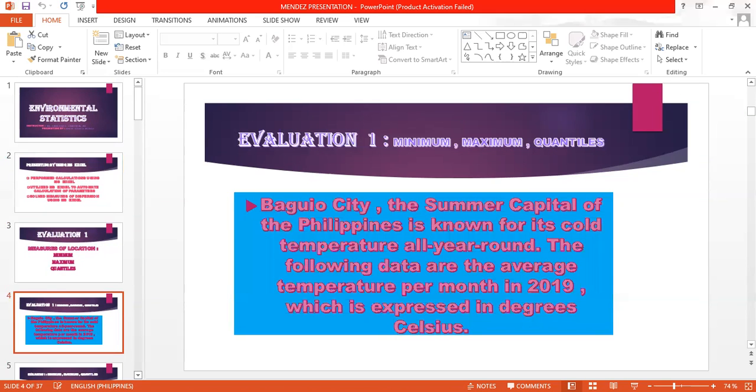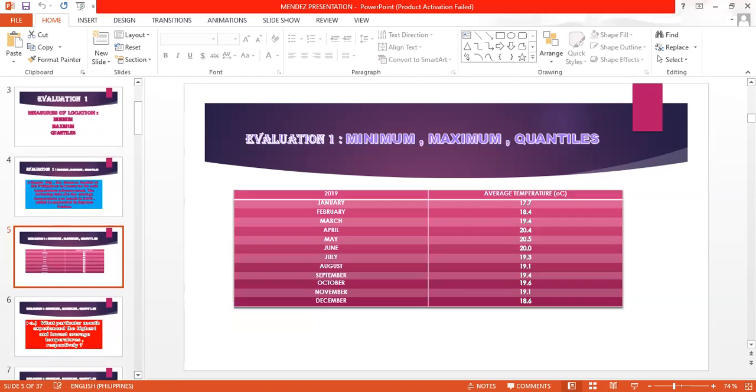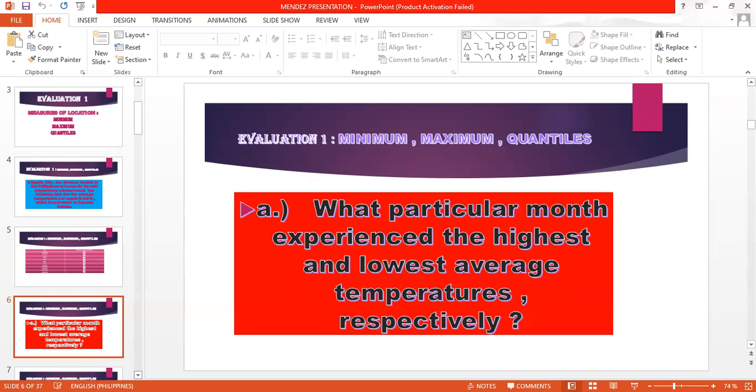Baguio City, the summer capital of the Philippines, is known for its cold temperature all year round. The following data are the average temperature per month in 2019, expressed in degrees Celsius. As we see in the given data, the month of January has a 17.7 average temperature. February has an 18.4 average temperature. March has a 19.4 average temperature, and so on and so forth. So here is our first question. What particular month experienced the highest and lowest average temperatures respectively?